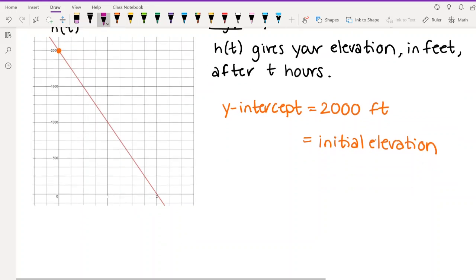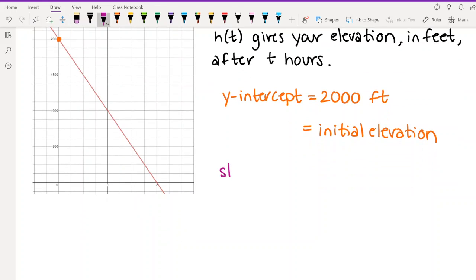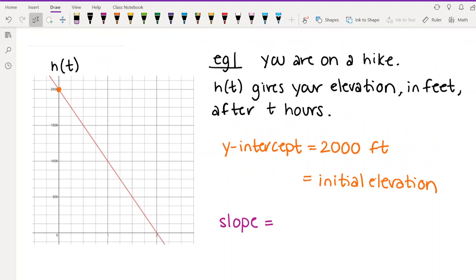Okay, so what is the slope of this graph? Well, we can figure it out by looking at it and maybe taking a couple points. We can see that we have this one point already, right? We have the point (0, 2000). We also have the point (1, 1000). That's probably the easiest other point to look at. So what is our slope going to be?